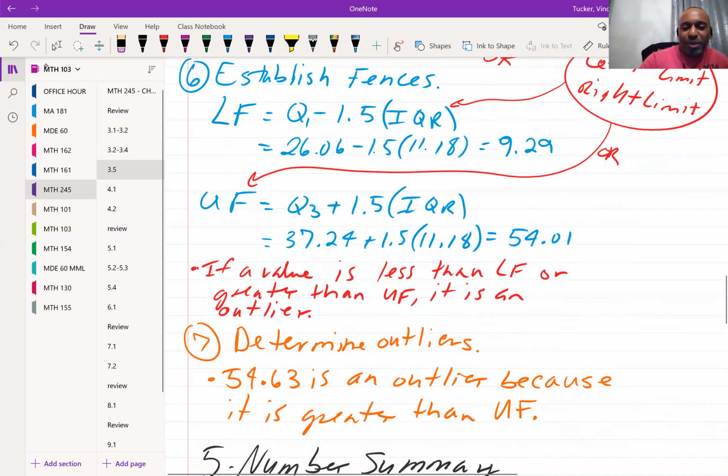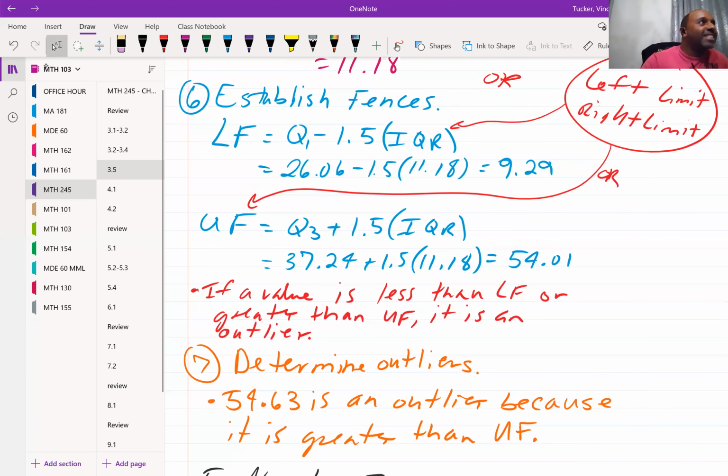Any questions before we close this out? All right, so after we've done those 7 steps, we have enough information for the 5-number summary and our box plot now.